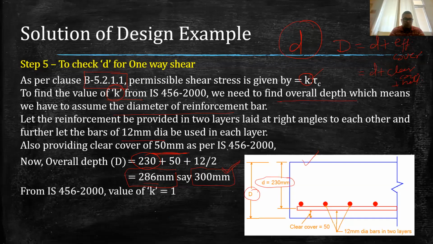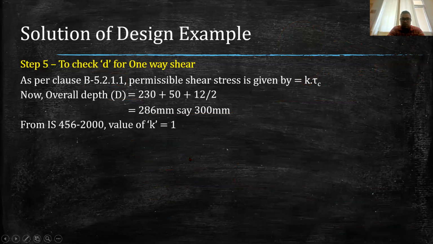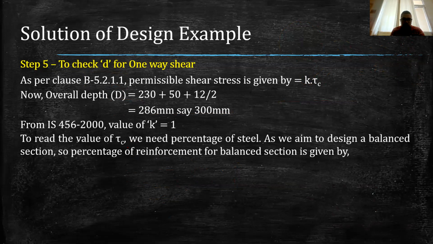So from the IS code, we have the K value as 1. Now we have to find out the second term, which is tau C. We have found this tau C value earlier also. This tau C value is dependent on the percentage of the steel, so to have the tau C value, we need the percentage of steel.